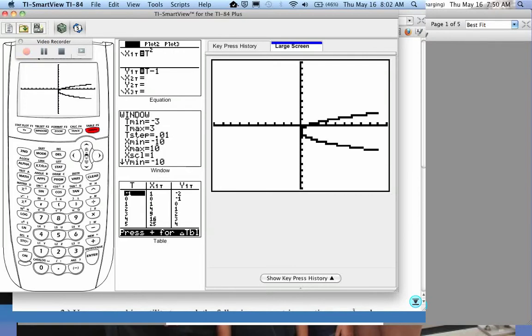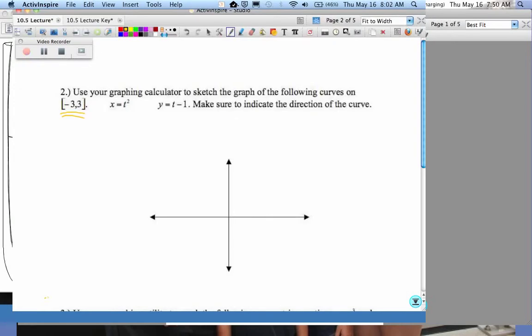So it was this parabola that came in and left again. We know it came in like this and was leaving like that, but we indicate direction. So we would say it's coming in on the bottom and leaving on top. Always indicate your direction. Anytime you graph parametric, indicate the direction. Just put the little arrows on.